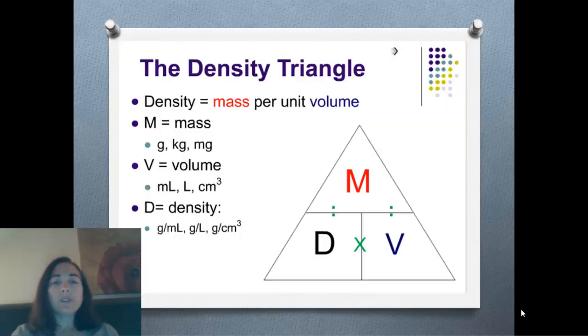Now here's the density triangle. This is a useful way for you to remember the formula and to know how to rearrange it. So density is mass per unit volume. Again, that per is the divide part, and I've just listed the units there as a reminder for you.